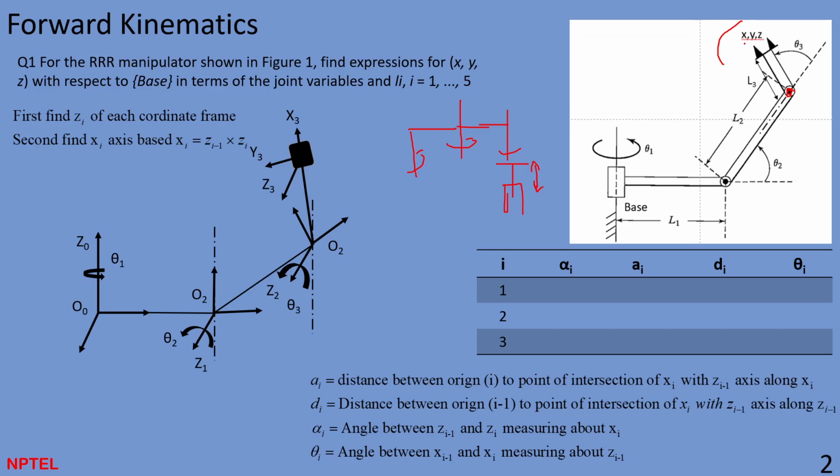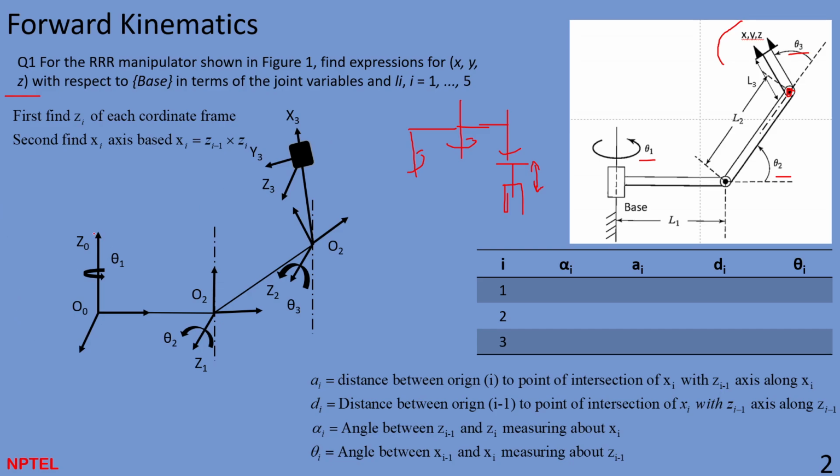Okay. So in the question, we need to find the expression of x, y, z with respect to the base frame and in terms of the joint variables. So there are three joint variables: theta 1, theta 2, and theta 3, all revolute.